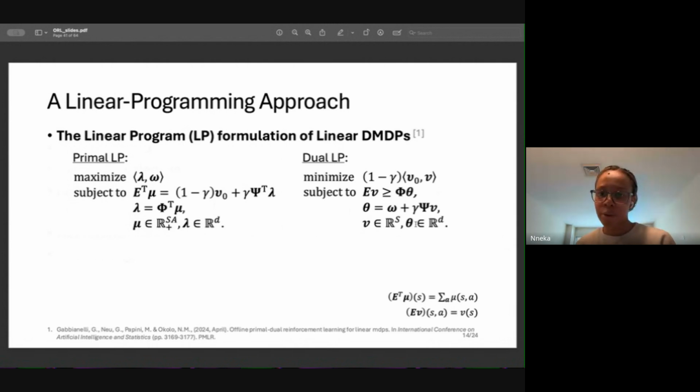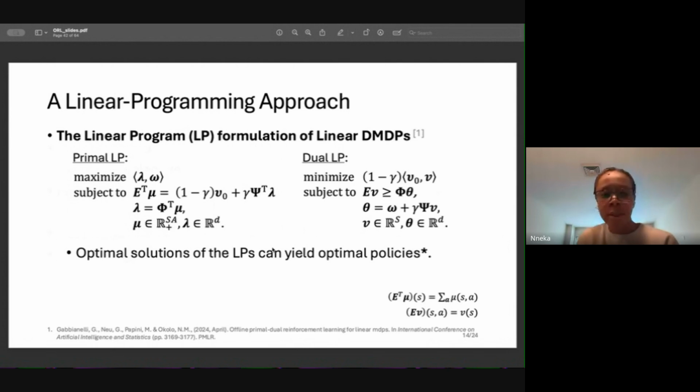And this might be a lot of notation to take in, but the important thing to note is that the optimal solutions of these LPs can indeed yield optimal policies, meaning that if you can exactly solve these LPs and find their optimal solution, then it's possible to extract an optimal policy from either the primal solution or the dual solution if you know the transition. Maybe you don't know the transition model in this case since you have theta. But this is one good thing to note, and I don't have the proof for it here, but I'll be happy to discuss more about it.